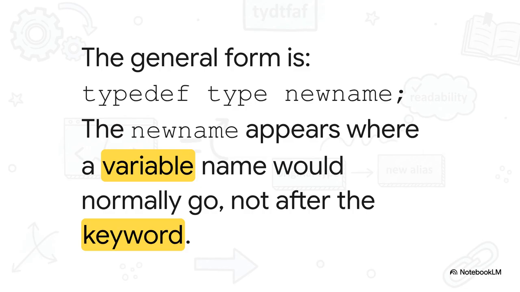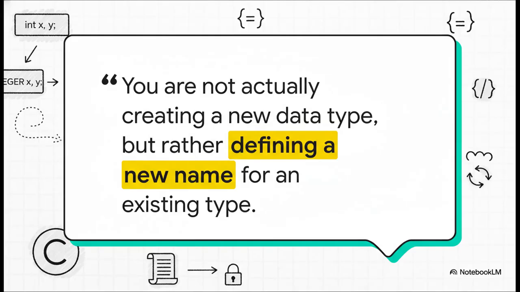And the syntax? It's actually super simple. You just write typedef, followed by the type you want to create an alias for, and then the new name you want to give it. The trick is to remember that your new name goes exactly where you'd normally put a variable name in a declaration. And hey, don't just take my word for it. This quote from Herbert Schildt's classic book on C really nails it. It's all about defining a new name, a synonym. And that one simple idea is the key to unlocking code that's way easier to read and maintain.